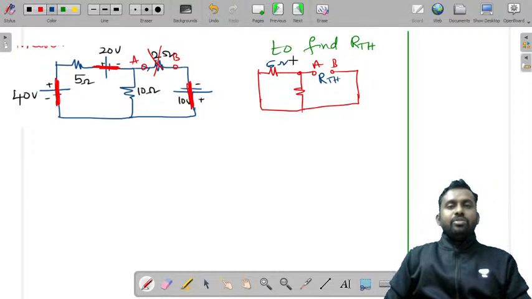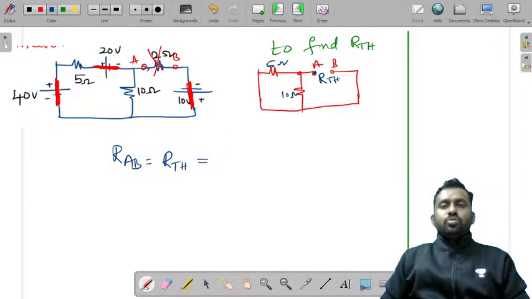This resistor value is 5 ohms. This resistor value is 10 ohms. Now if you observe, finding RAB or RTH here, both are the same. If you observe these two, they are connected here, and the other two terminals are also connected here.